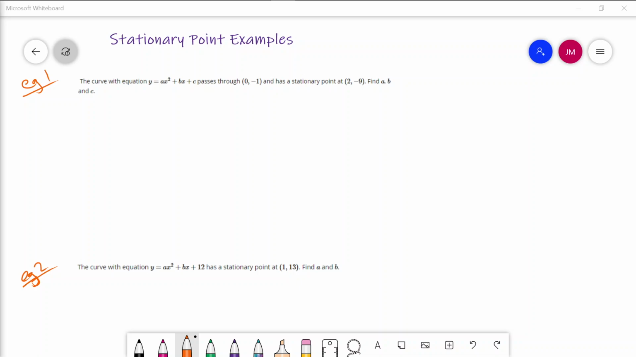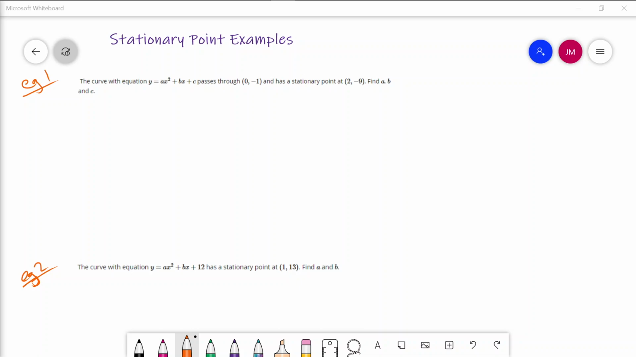Let's look at some examples of some more unusual stationary point questions. So previously I've given you an original function, asked you to find the stationary points, and subbed the x values to find the y coordinate. For this one, we're given some generic forms of equations and given some information about points and a stationary point, and then having to find the original coefficients or the original equation. So it's almost working backwards.